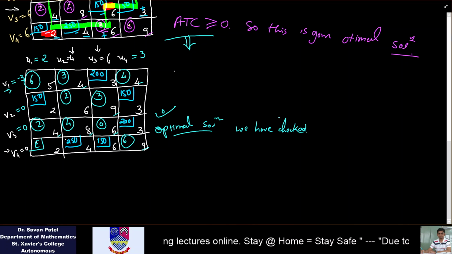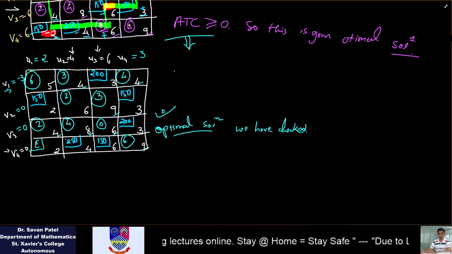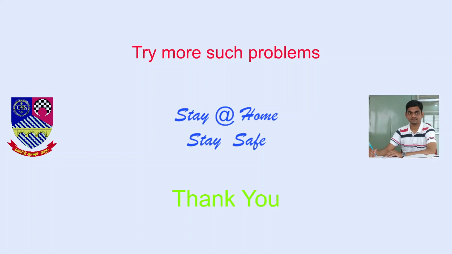At home, try similar such problems and check whether you are able to find the alternate optimal solution, the optimality test, Vogel's approximation method, modified distribution method, and stepping stone method. If you have any doubt, ask in the Telegram group and we will discuss. Thank you.